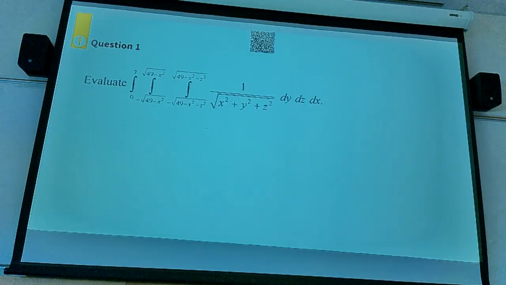What we're given here is an iterated integral. We just want to evaluate it. And you should notice that in rectangular, this is not possible. So we're going to convert it. Probably the easiest one to convert to would be cylindrical here.